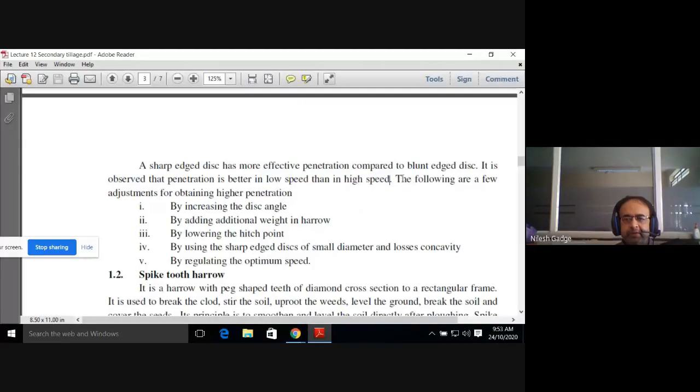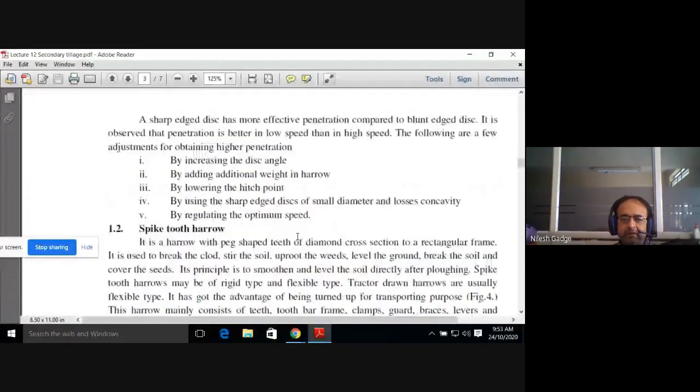And there are some adjustments in the harrow for obtaining higher penetration: increasing the disc angle. It was already explained in the previous topic that the disc angle should be increased, by adding additional weight, by lowering the hitch point, by using sharp edged discs of smaller diameter and less concavity, and by regulating the optimum speed. So these are the adjustments to get better penetration.